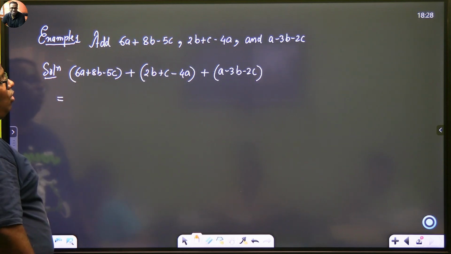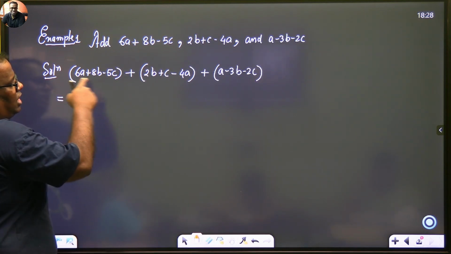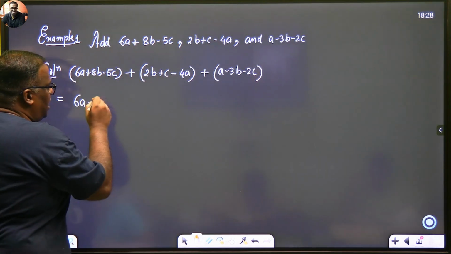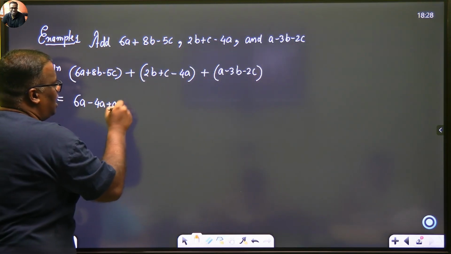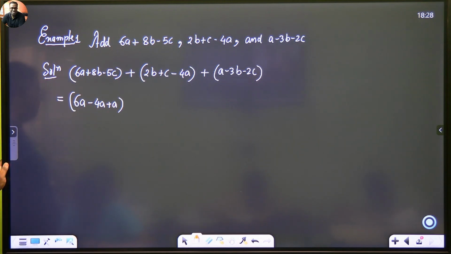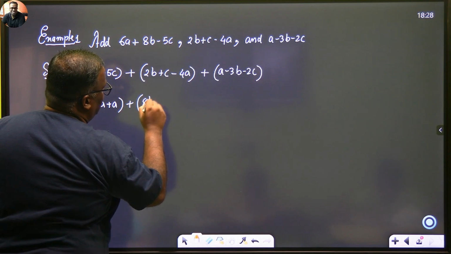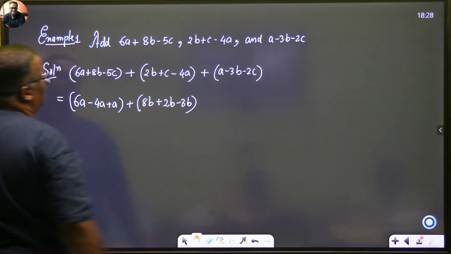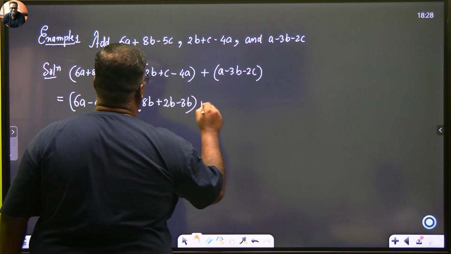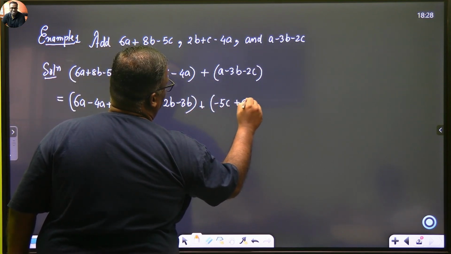Try to bring all the likes together. So I attack with a. I have taken a. Is there a here? Yes, a negative 4a. And is there a here? Yes, a positive a. And I group all the a's together. Agreed? My next step would be to group all the b's together. I have a 8b. I take a 2b and I take the negative 3b. And then what do I have? I have the negative 5c, then positive c, and the negative 2c.